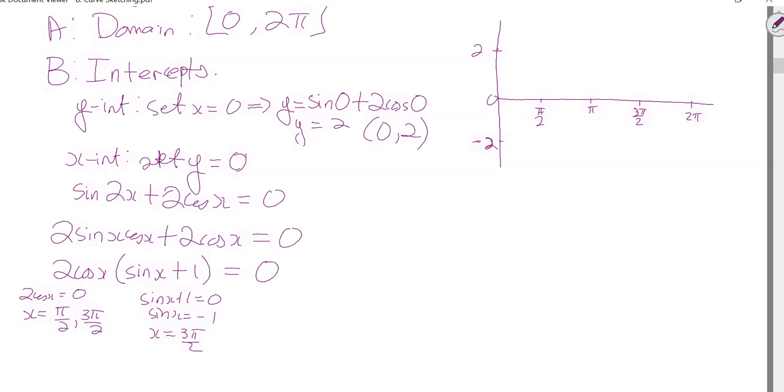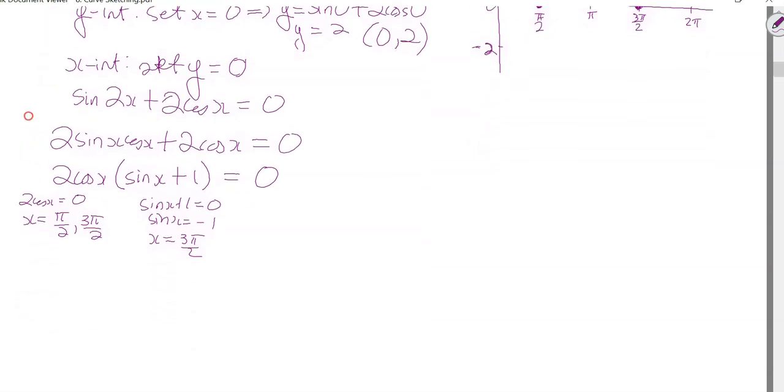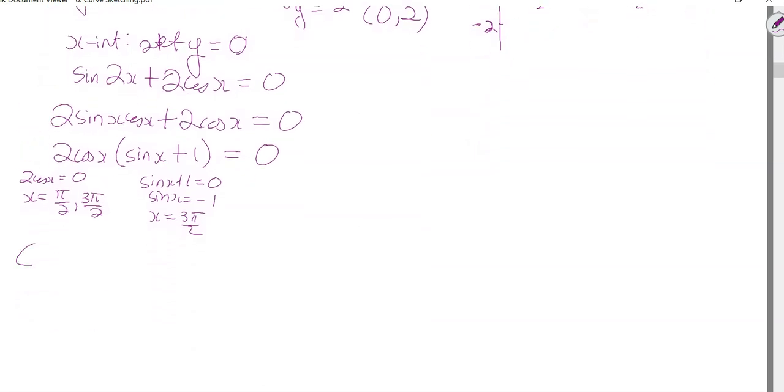So what did we have? This was an intercept. Pi over 2, 3 pi over 2. All right. There we go. Keep on. Okay. Good on intercepts.